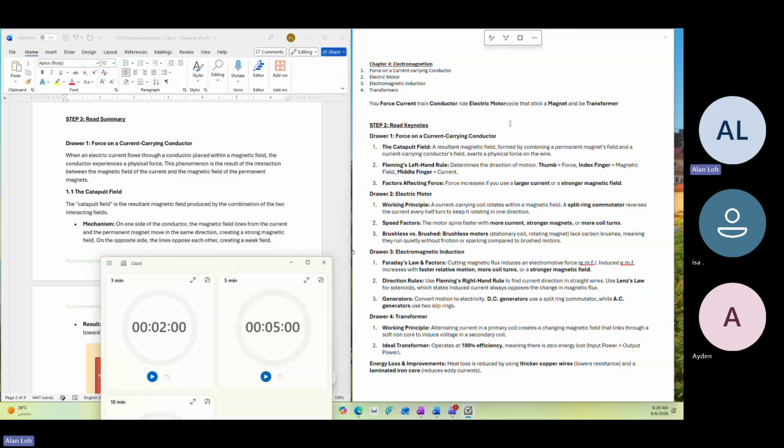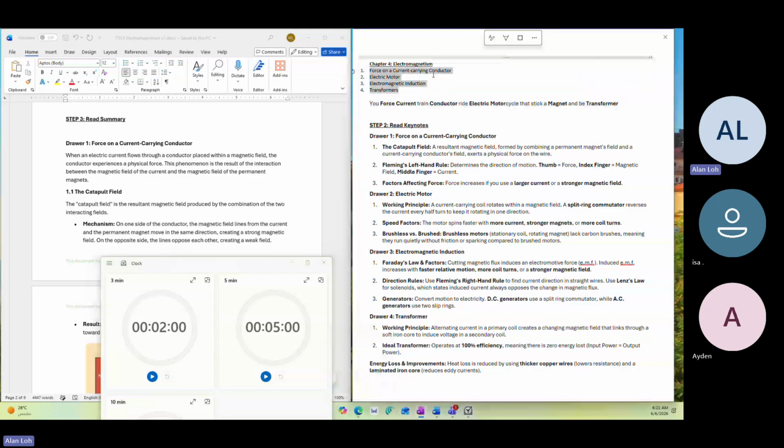All right. So the purpose of that very short video is to help you remember the names of the drawers. The first few seconds illustrate this very short and silly story. So what does it mean? You force your current train conductor, somebody who checks your tickets when you are traveling on the train, right, to ride on an electric motorcycle. And then that electric motorcycle sticks with a magnet and becomes a transformer, right?